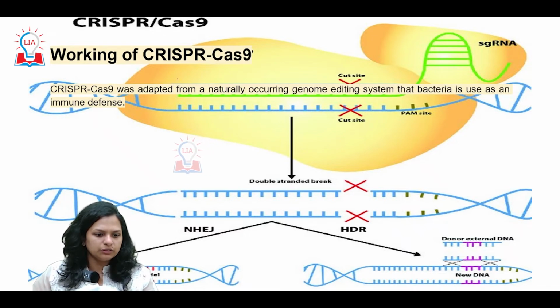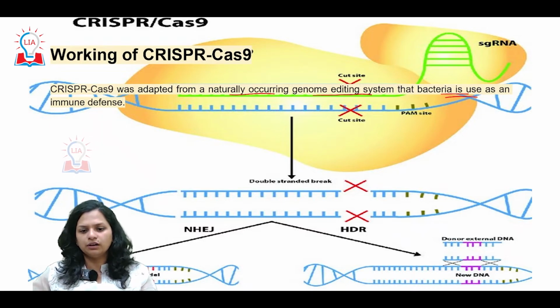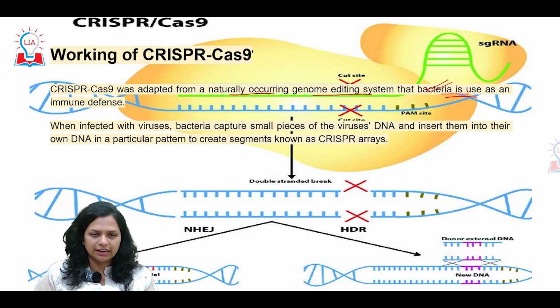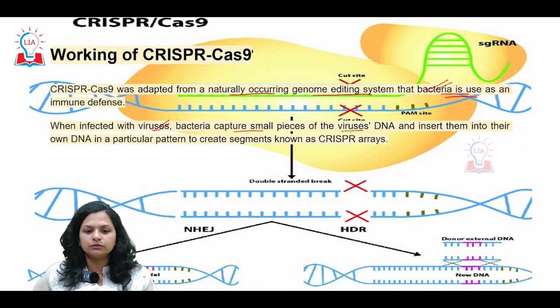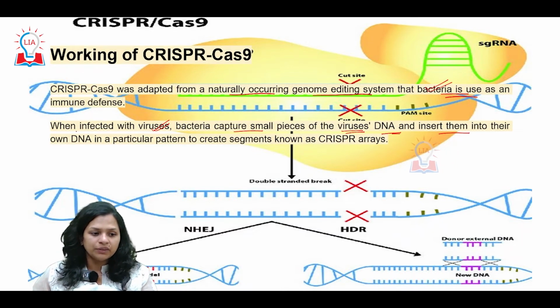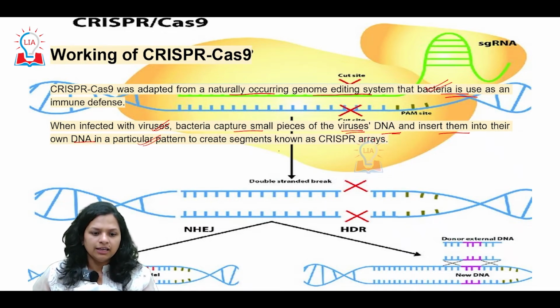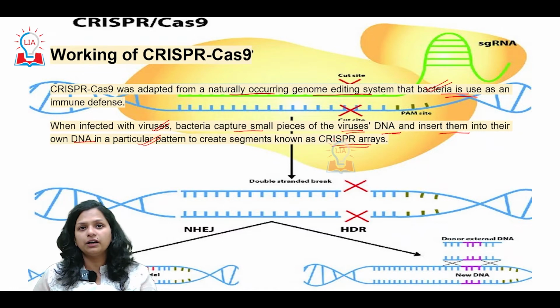This is something adapted from a naturally occurring gene editing system, whereby bacteria use it as an immune defense. So here the importance of bacteria is being mentioned in this technology and its entire functioning. When infected with a virus, the bacteria captures small pieces of the virus's DNA and inserts them into its own DNA in a particular pattern in order to create CRISPR arrays.